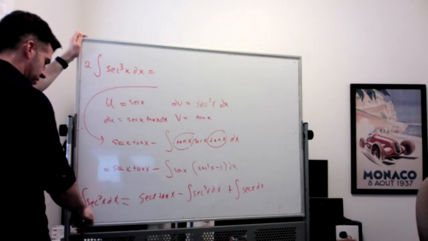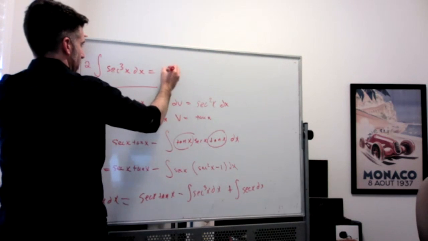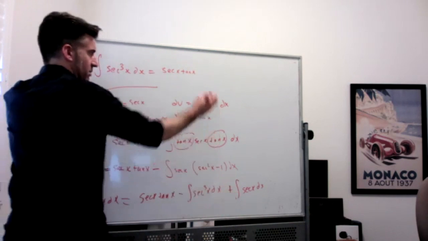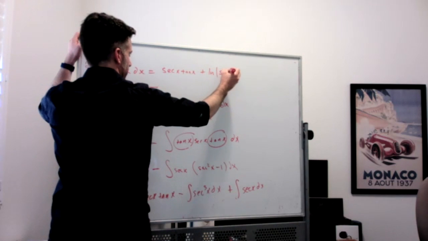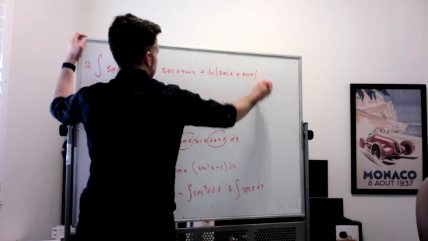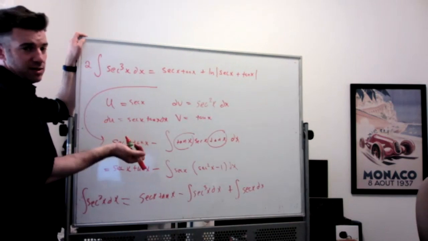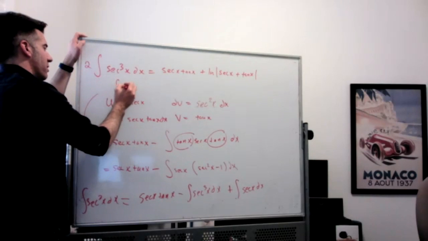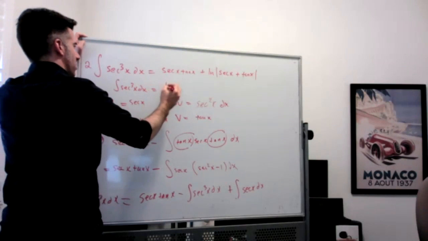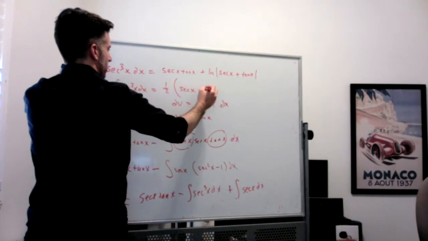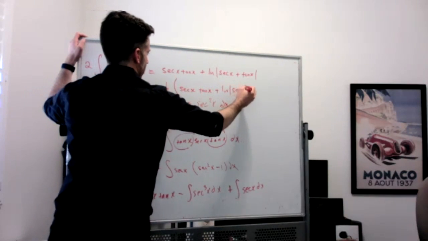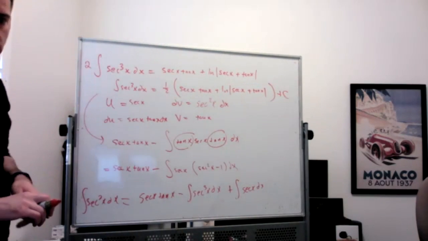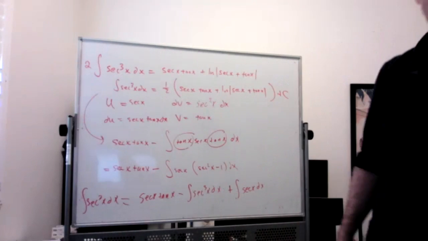2 times the integral of secant cubed x is equal to secant x tangent x plus the integral of secant x, which is the natural log of the absolute value of secant x plus tangent x. And then if you divide both sides by 2, the integral of secant cubed x is equal to 1/2 secant x tangent x plus 1/2 the natural log of the absolute value of secant x plus tangent x plus c. Fun times.